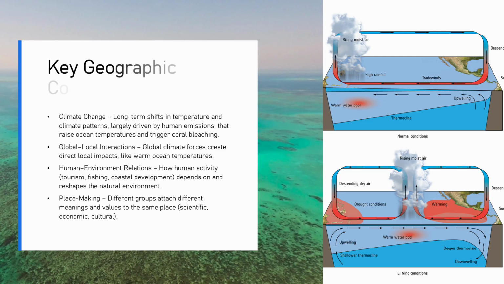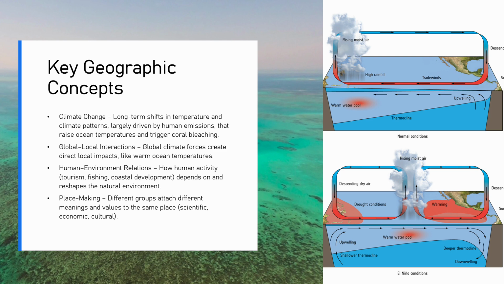So the first major concept is climate change, which refers to long-term increases in temperature and shifts in climate patterns caused mainly by human activity. Rising sea temperatures directly stress coral and trigger bleaching. The second is global-local interactions. This means global climate forces such as atmospheric warming or ocean heat waves create very specific local ecological effects. Even if emissions occur elsewhere, their impacts show up directly in the reef.